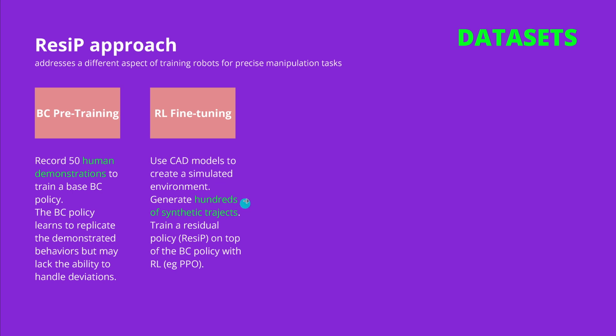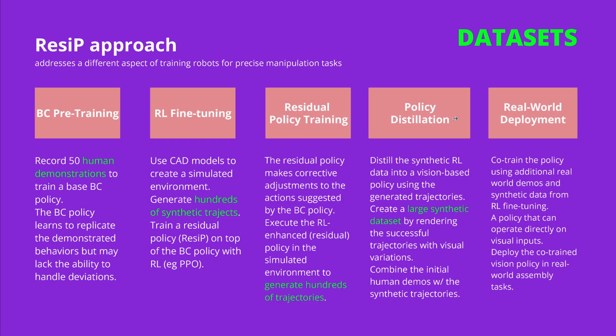We generate hundreds of synthetic trajectories, and on those trajectories, 400, 500, 2000, we train a residual policy, our ResiP, on top here of this frozen BC policy with our classical OpenAI PPO. So you see, this is here the synthetic trajectory data generation. And then, again, we generate here hundreds of trajectories.